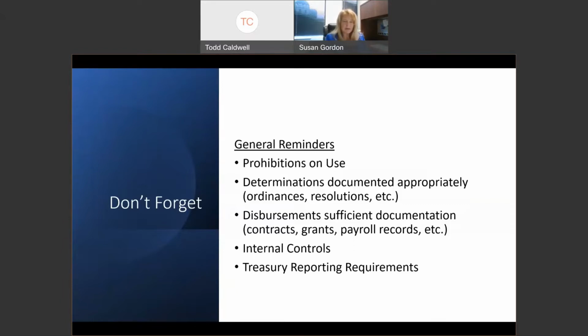Make sure that you can document those disbursements. As we've talked about in previous training, make sure that you have sufficient internal controls over the use of these funds so that you can make sure that they are used properly in accordance with the Act and the final rule. And then Treasury reporting requirements, keep that in mind. I think the first report for non-entitlement units is April 30th. So we'll try and talk about that more at a later training once more information comes out from Treasury on what's required there.